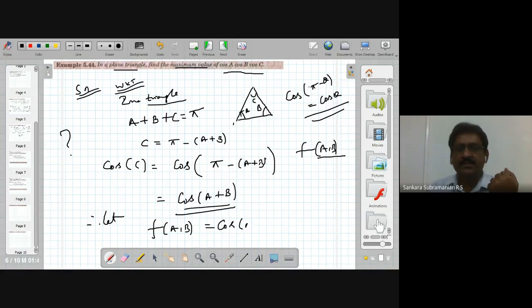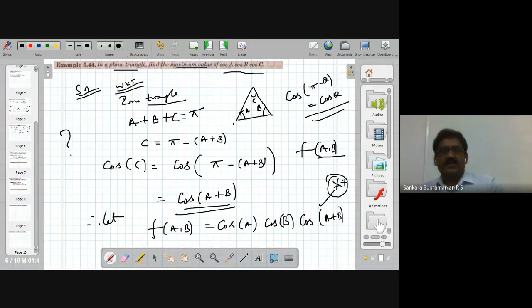With two variables, with cos of A, cos of B, and instead of cos of C, I can write it as cos of A plus B. So this is the given function. You assume that the given function f in terms of A and B is cos of A, cos of B, cos of A plus B. Now can you tell the procedure how to proceed?